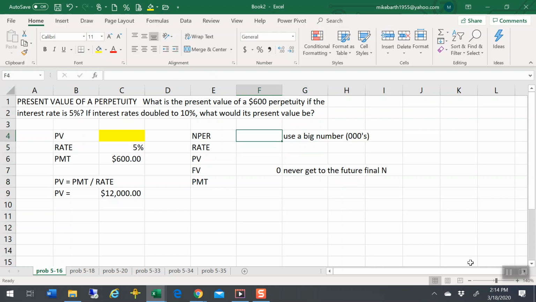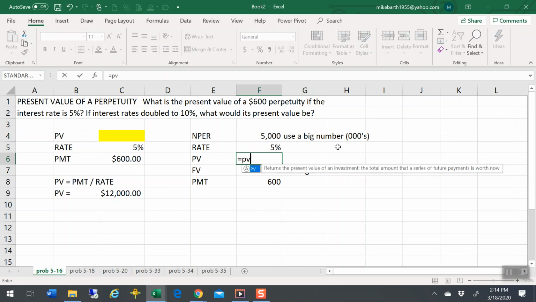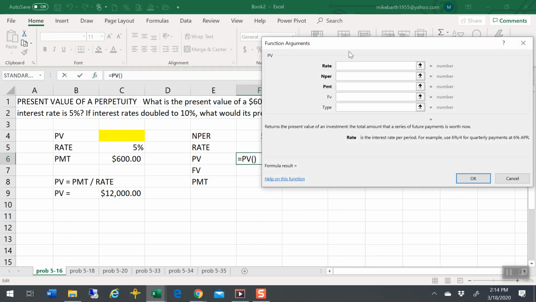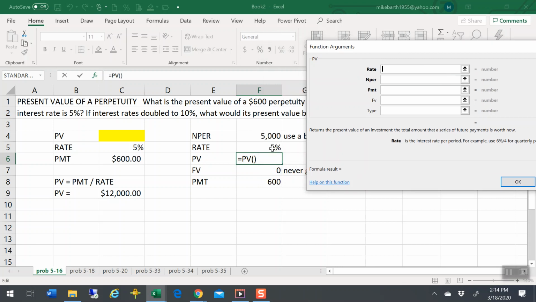Sometimes this works better than others. Start with 5,000 and see if that usually will do it. If the rate is 5% and the payment is $600 per period, then if you are solving for the present value, you can use your traditional Excel functions: rate, number of periods, payment, and the future value.